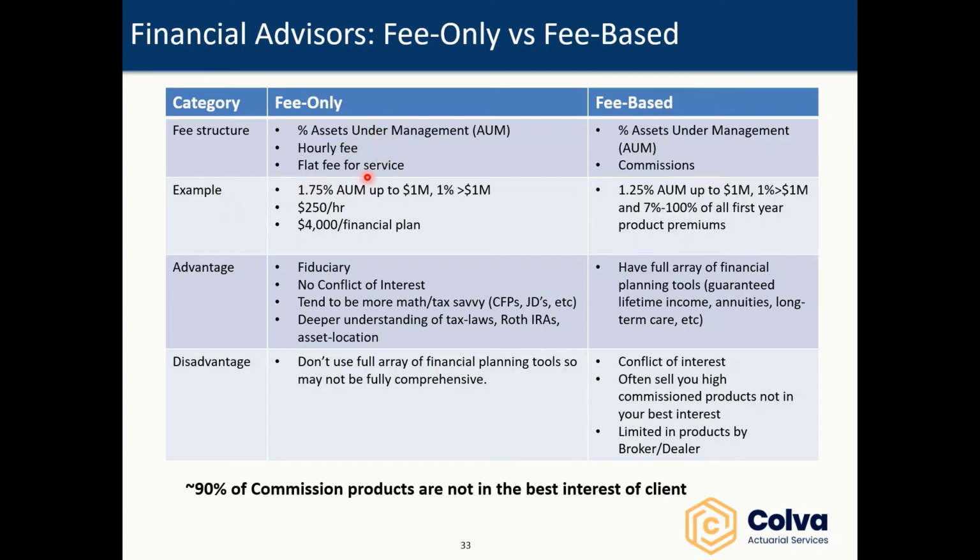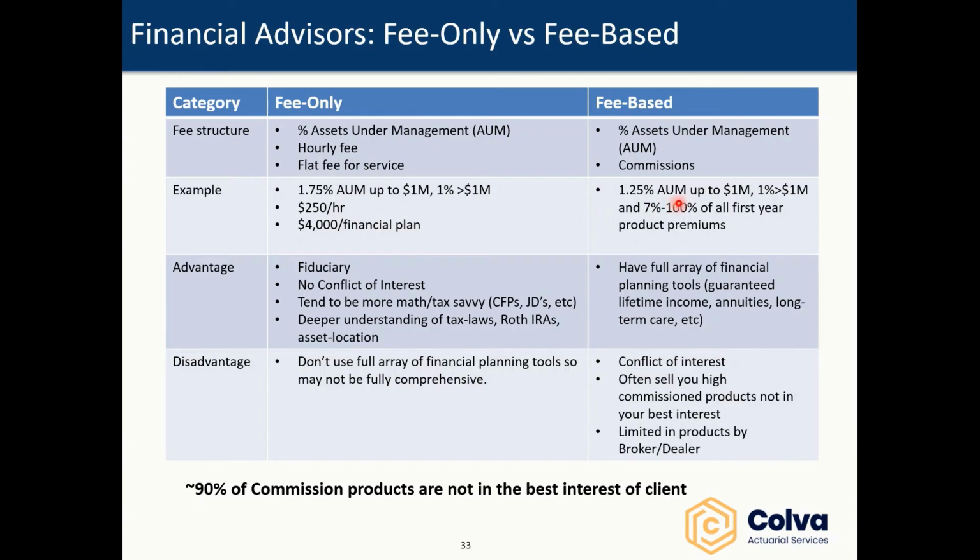Percent assets under management. Let's say it's 1.75% up to $1 million, and then 1% for assets above $1 million. So it's a graduated type structure for some of them. Again, just ask. You can get an idea. The next is an hourly fee. Let's say they're charging you $250 for every hour of consulting or work that they do. The other thing is just a flat fee for service. So $4,000, let's say, for a financial plan.